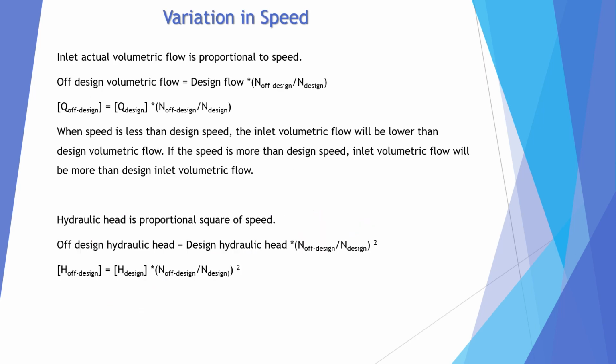Now variation in the speed. Inlet actual volumetric flow is proportional to speed. So Q of design is equal to Q design into n of design upon n design. When the speed is less than design speed, the inlet volumetric flow will be lower than design volumetric flow, and when the speed is more than the design speed, the inlet volumetric flow will be more than design inlet volumetric flow. This is as per this expression.